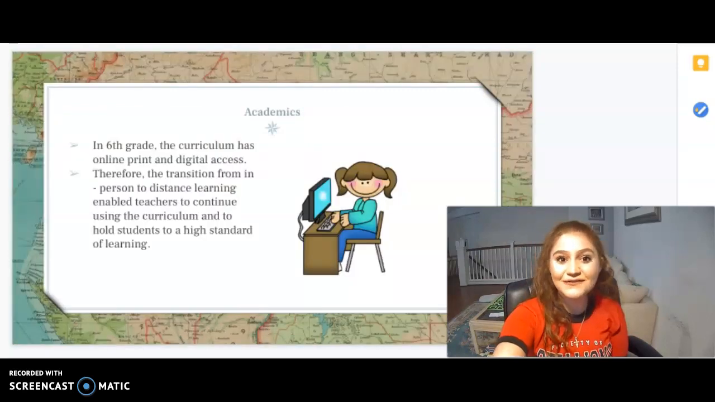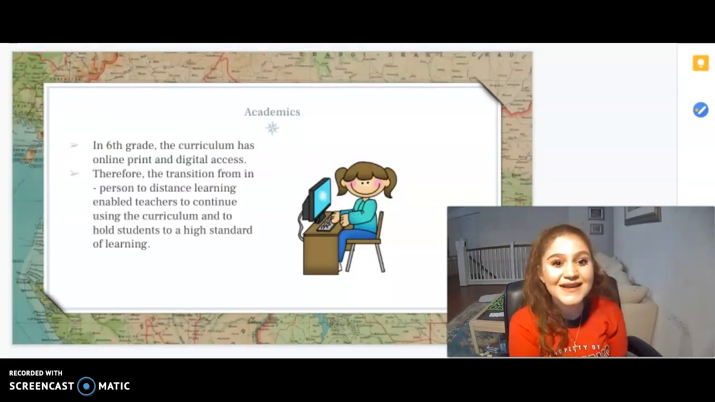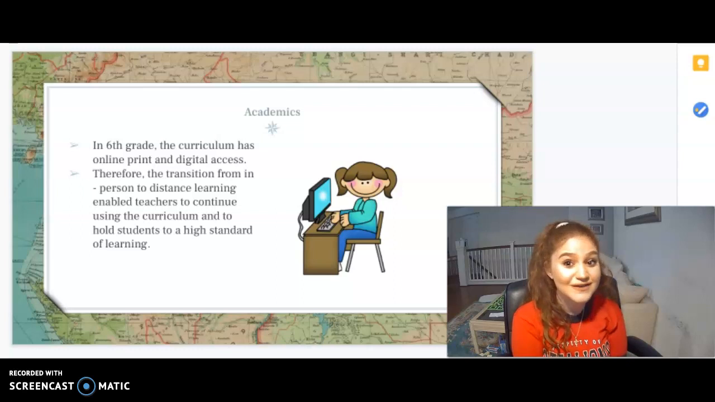Moving on to the final portion, academics. In 6th grade, the curriculum has always been online, and therefore the transition for these teachers was not that difficult, and they were still able to maintain a high standard of learning for their students.